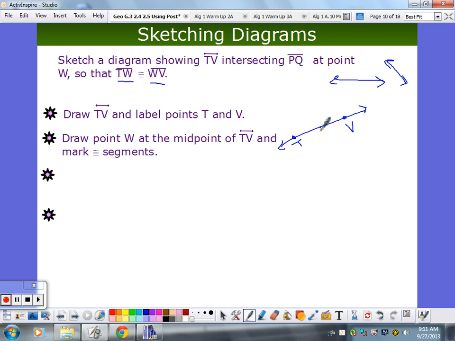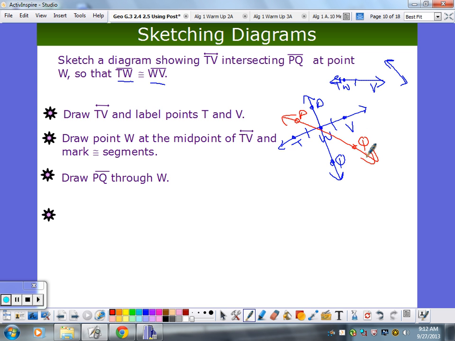So if I have W in between, now you can try and make it look in between. Even if you drew, say, this was your TV, and you drew W here, as long as you put your congruent marks there, it's congruent. Now, this is confusing. You probably want to make it look good, but sometimes it just happens. But if you have the congruent markers, they're congruent. And then we're just going to draw PQ through W. Now, does PQ need to be like this, looking perpendicular? No. You could. What are other ways we could draw PQ? It could be on a slant.